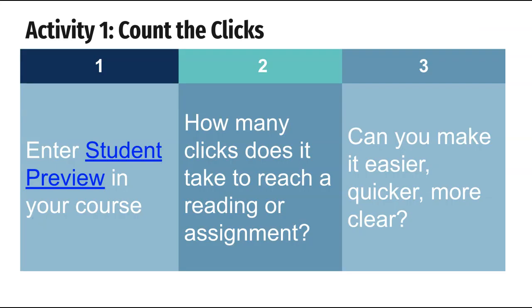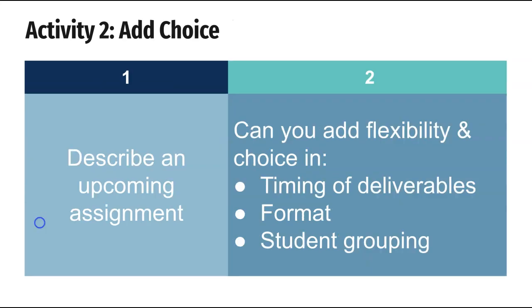So now that you have learned a little bit about Universal Design for Learning, go back to the Google form and engage with the activity. So the first activity relates to counting the clicks and the navigation of your course. And the second activity is about adding choice. I look forward to reading your responses.